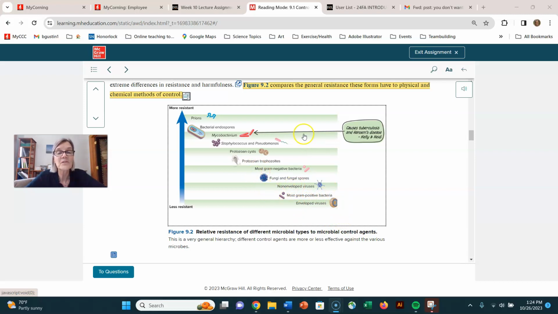So the take-home messages out of here are endospores. The ability to inactivate endospores is really our definition for being able to sterilize. Mycobacterium in particular are highly resistant to microbial control also.